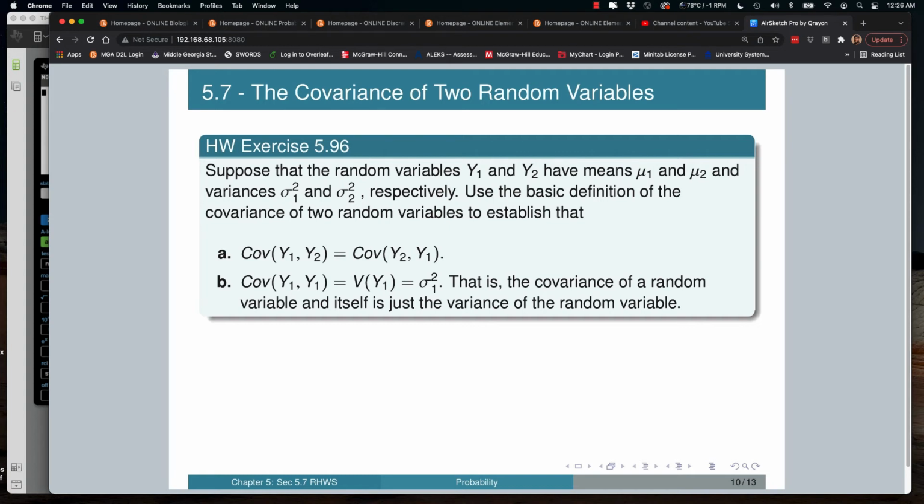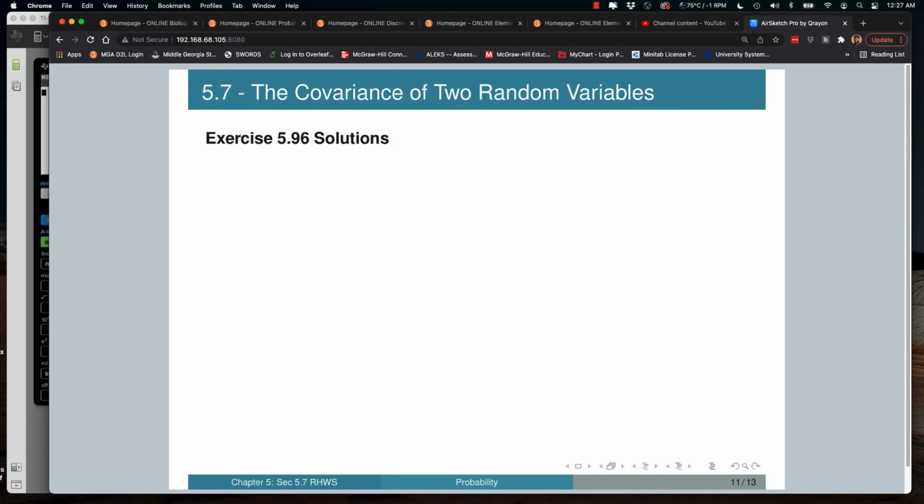Seems intuitive, right? And then B, show that the covariance of y sub 1 and y sub 1 with itself is equal to the variance of y sub 1, which equals sigma sub 1 squared. Basically, the covariance of the random variable with itself is just the variance of the random variable. All right, so we're going to do that here on the next page. So part A, they want us to show that the covariance of y sub 1 and y sub 2 is equal to its flip-flopping the order, basically the ordered pair, if you will.